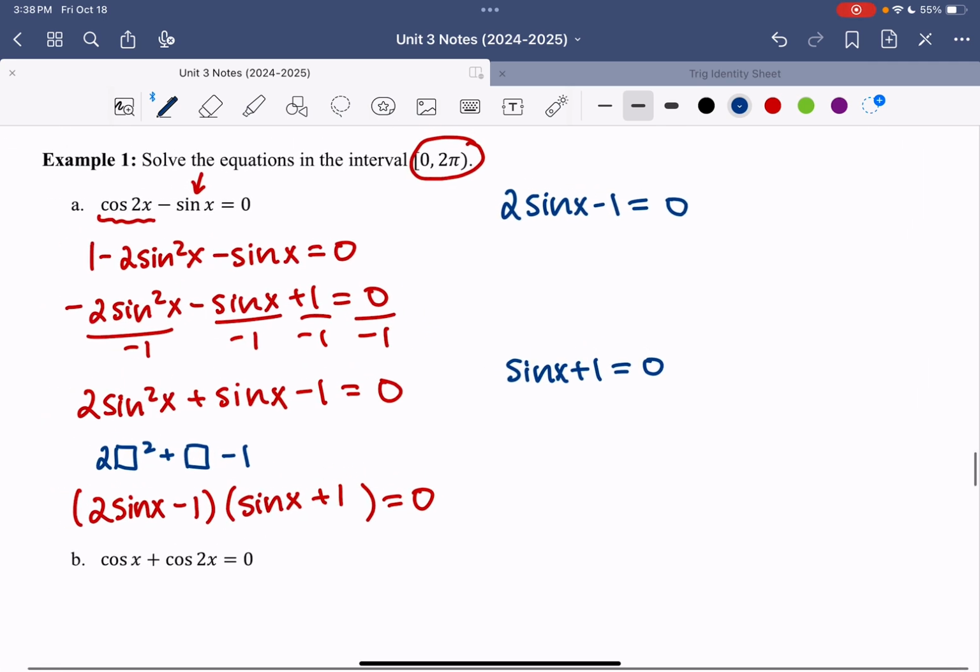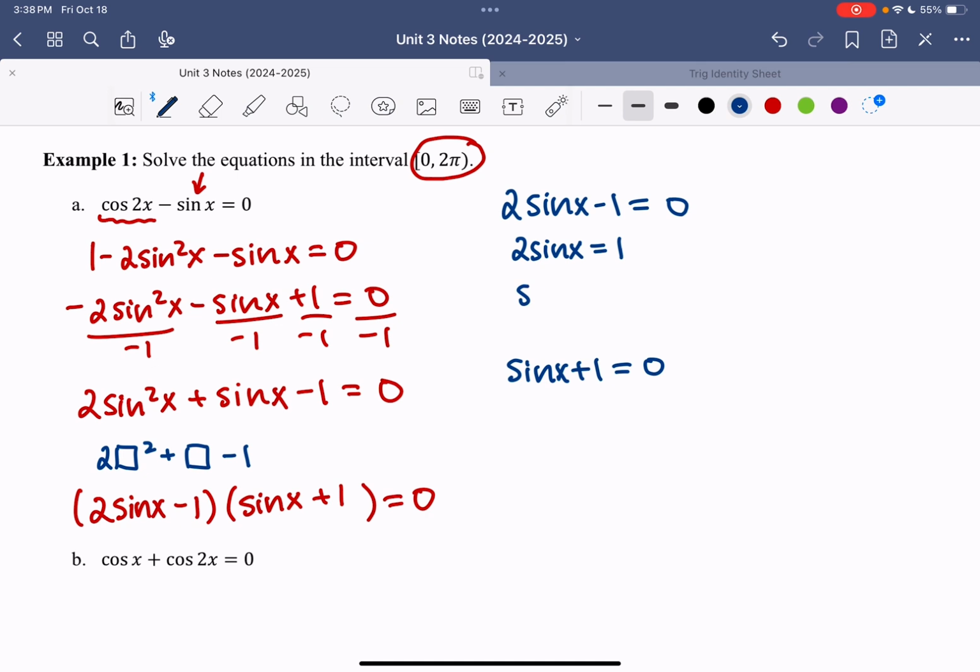Looking at that first one, I'm going to add over my 1, then divide by 2. So I'm looking for values where sine of x is equal to 1/2, and we want to be in between 0 and 2 pi. I know that sine is positive in quadrant 1 and quadrant 2, and sine of 1/2 should be pi over 6. So that would make, in this first instance, x equal to pi over 6 and 5 pi over 6.